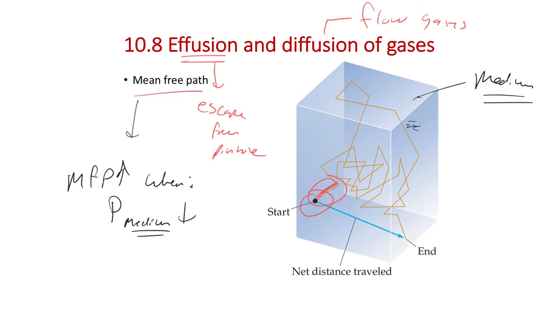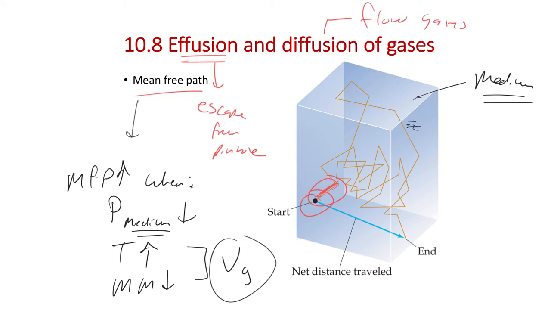If you want to increase the mean free path, you might make the particles travel at a higher temperature. If the temperature of the particles is higher, then they'll be traveling faster, so it gives them a greater chance to travel a longer distance before hitting another particle. And then you might make their molar mass smaller. Again, that would increase the velocity, so anything you can do to increase the velocity of the gas you're releasing into your medium should increase that mean free path.